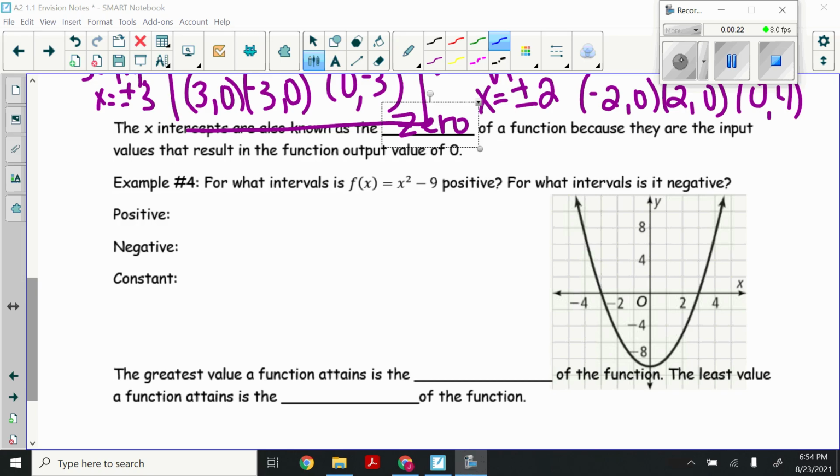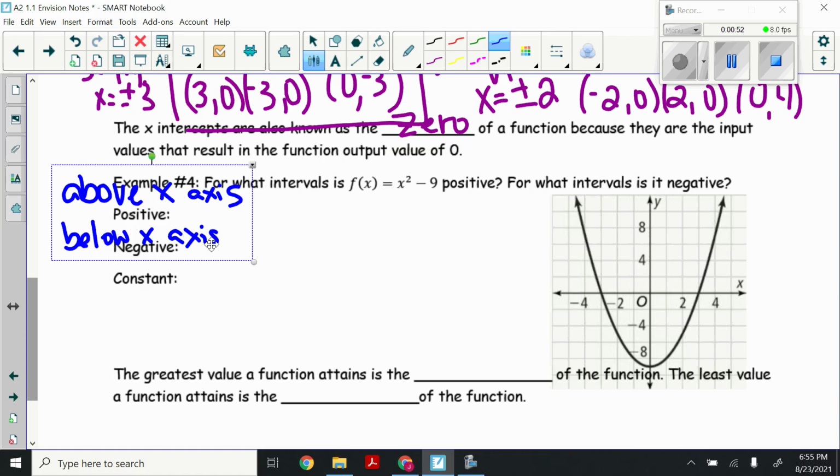Remember that we read a graph from left to right. Positive means where it is above the x-axis. So positive is asking where is the graph above the x-axis. Negative means where is it below the x-axis. And then constant means where is it remaining the same value. So you will have like a constant or a horizontal value.